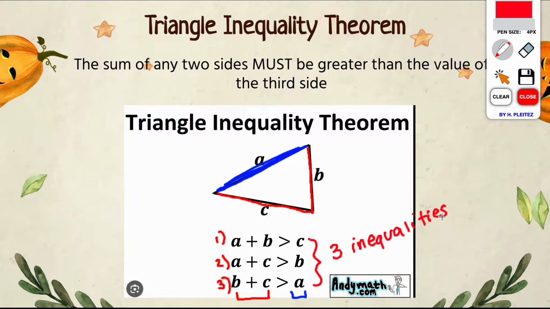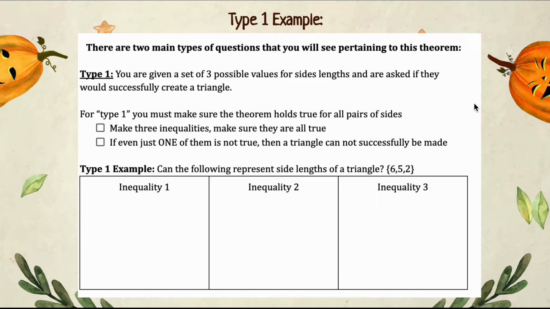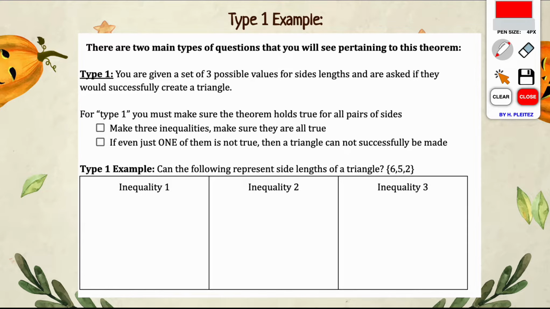This concept of creating three inequalities is going to hold for any type of example that's related to the inequality theorem. So we're going to go over the two different types of questions that you might be asked. So type 1: you might be given three possible values for side lengths, and you might be asked if they would successfully create a triangle.